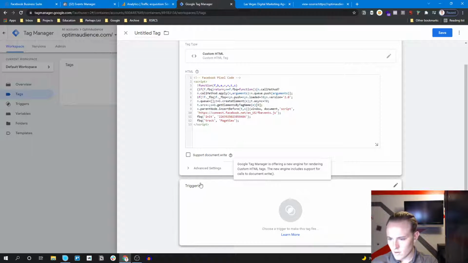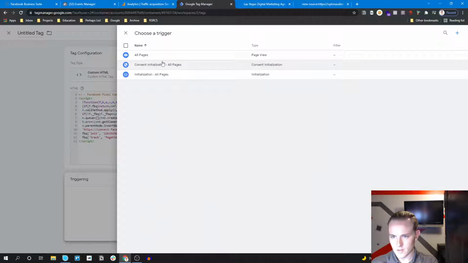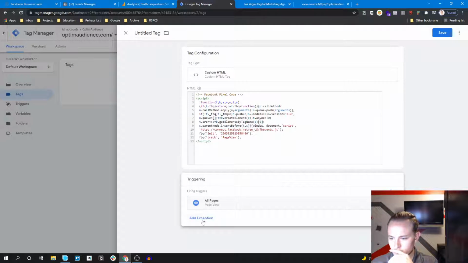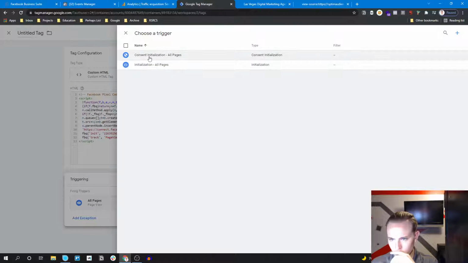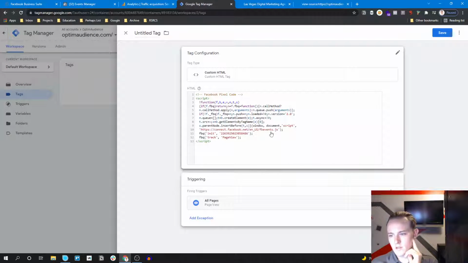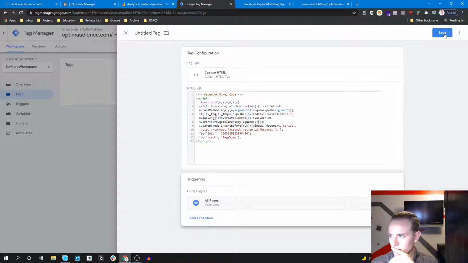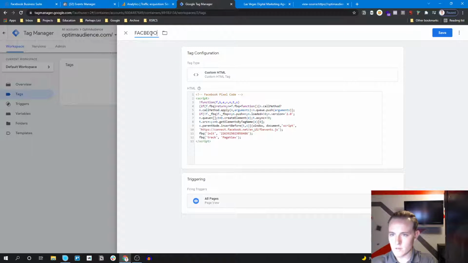So custom HTML. Okay. Triggering all pages. And then I can add some custom stuff to it, which I'm not going to get into right now. But pretty much this is going to trigger on all of my website pages now, and it's going to track the different hits. So anything that Facebook is tracking now is going to come in through here. Facebook page view tag. Save.